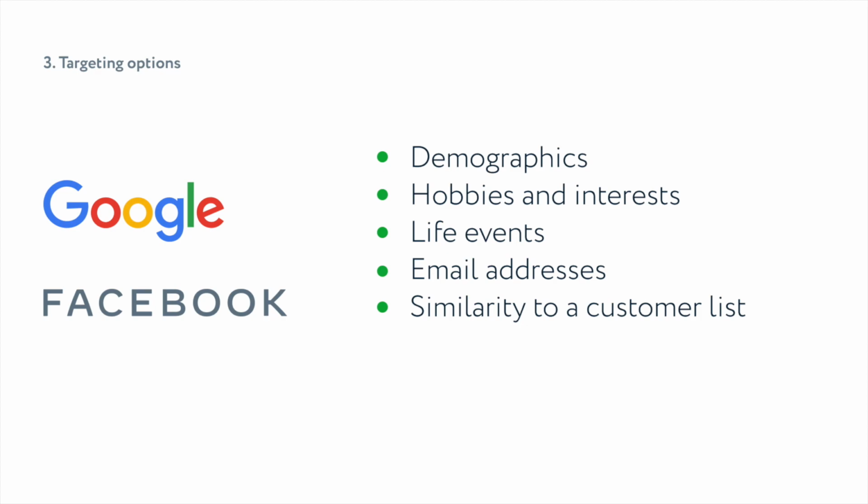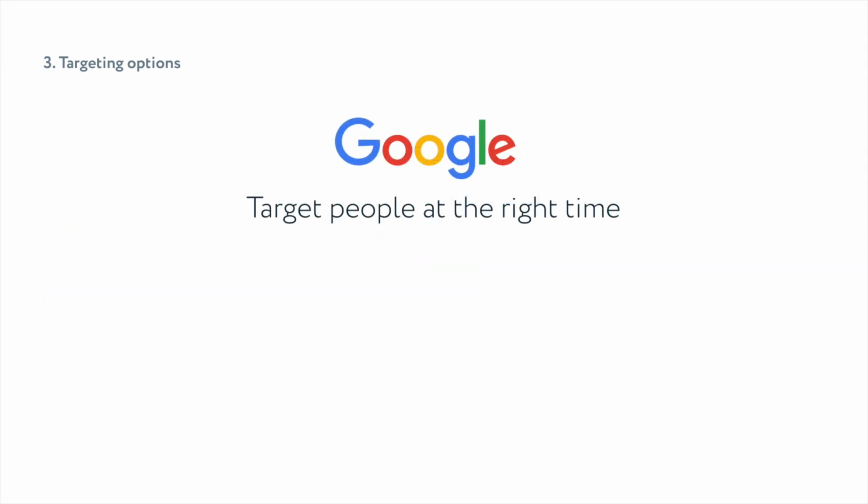Similarity to customer list, and previous engagement with your online store, also known as retargeting on Facebook or remarketing on Google. Google allows you to target people at the right time, that is, when they're so interested in the purchase that they're actually searching for the item, doing a price check, or comparing two offers.